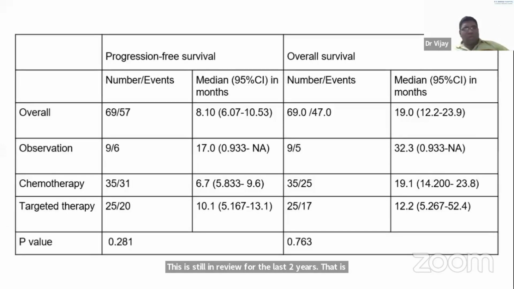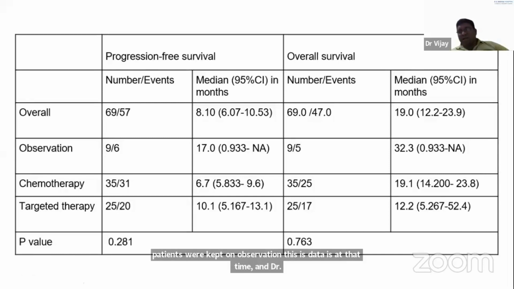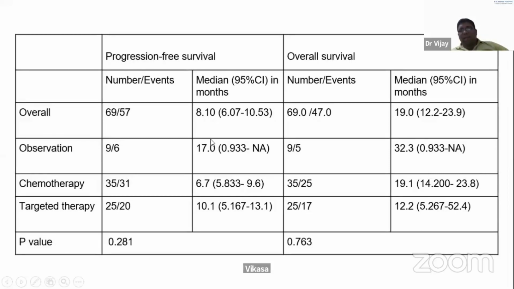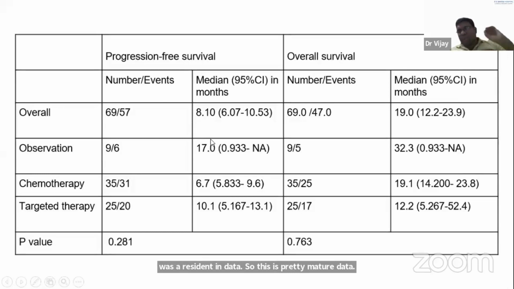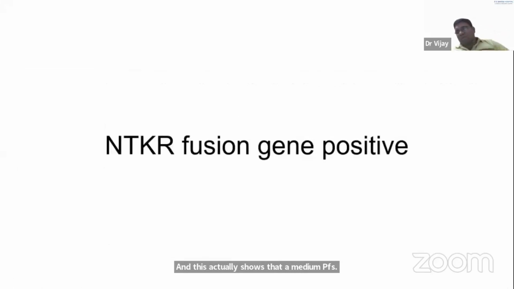What I wanted to show is that even if you do observation, and if you select an appropriate patient for observation, 9 patients were kept on observation. This data is from the time when Dr. Vikas Talreja was a resident in Tata, so this is very mature data. And this actually shows a median PFS of 17 months. I just wanted to make a point that if you select your patients properly, you can observe. Now, let's say the patient comes NTRK fusion positive.